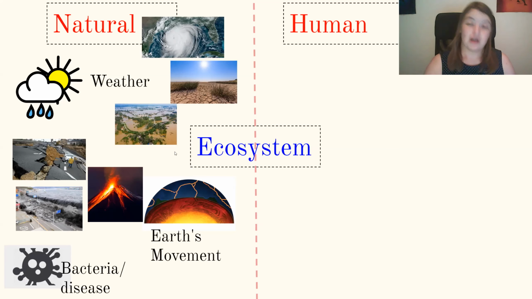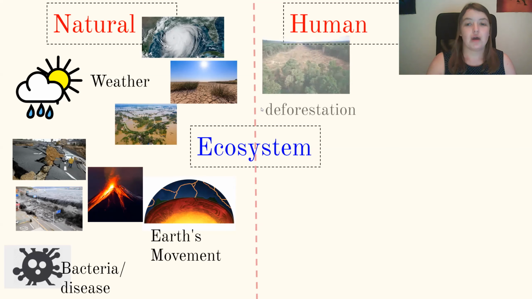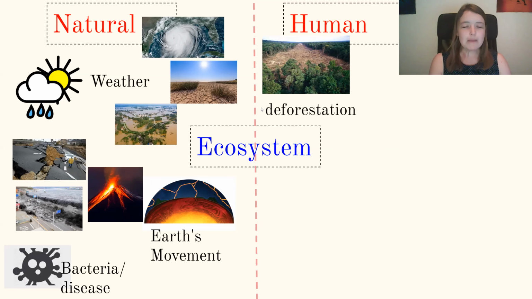I am sure, because we've already mentioned it, that you have all heard about deforestation. It's one of the biggest changes to ecosystems, especially in forests and in the rainforest in particular. And that is where we as humans choose to cut down trees and use them for our own use, but not necessarily to support those ecosystems.